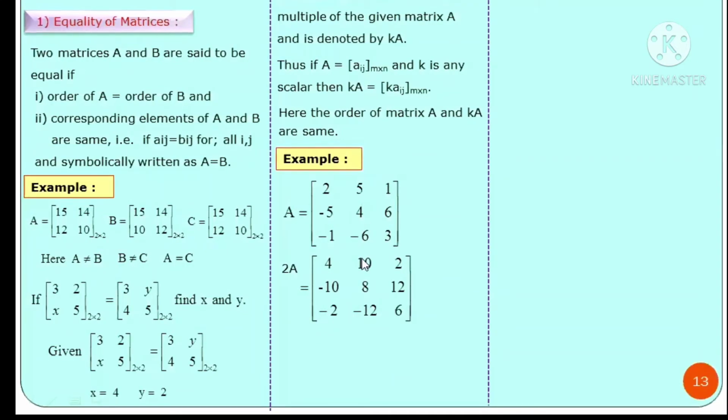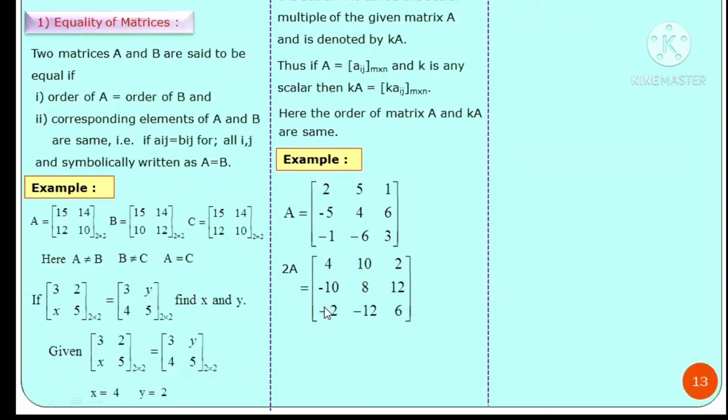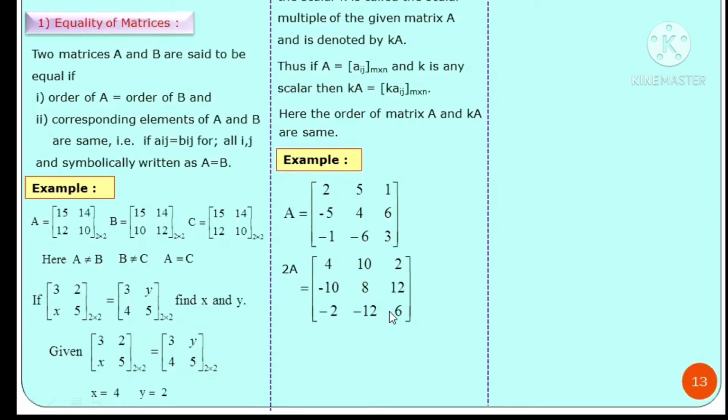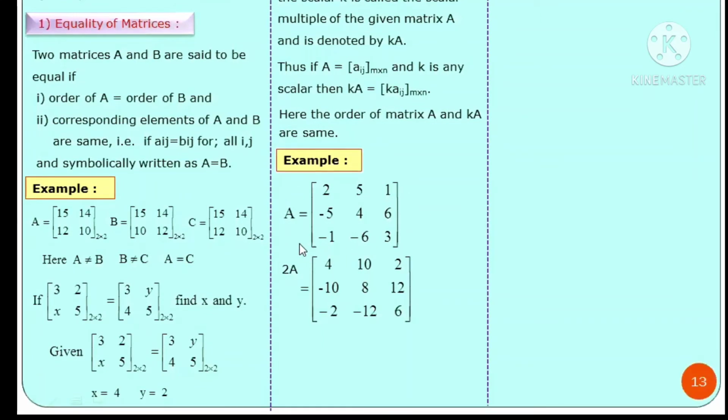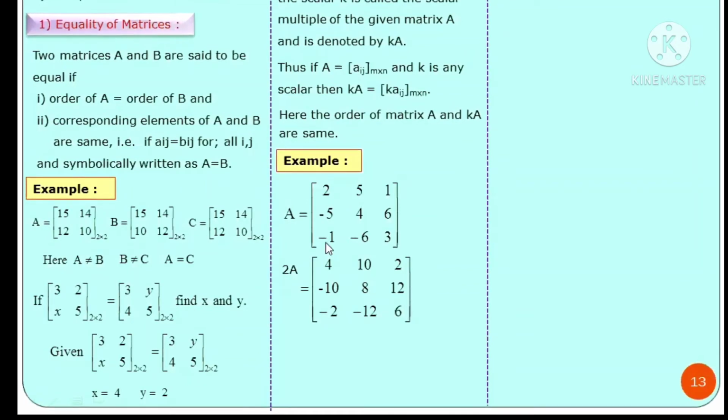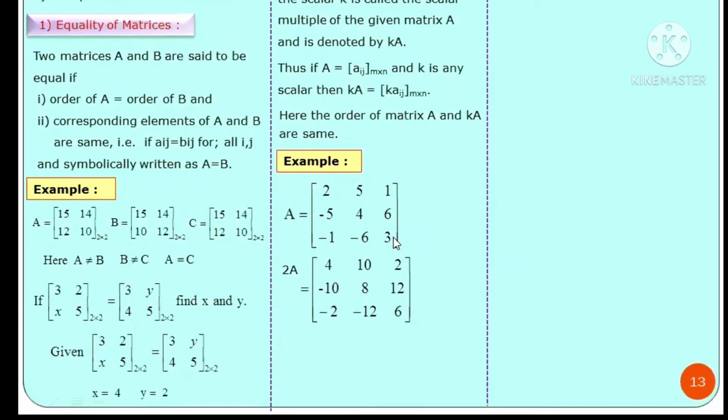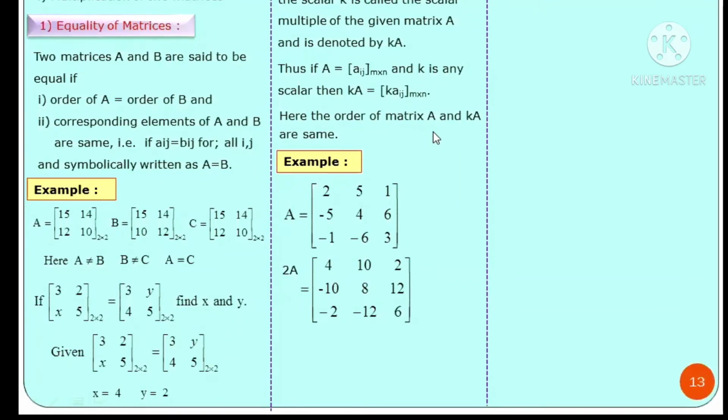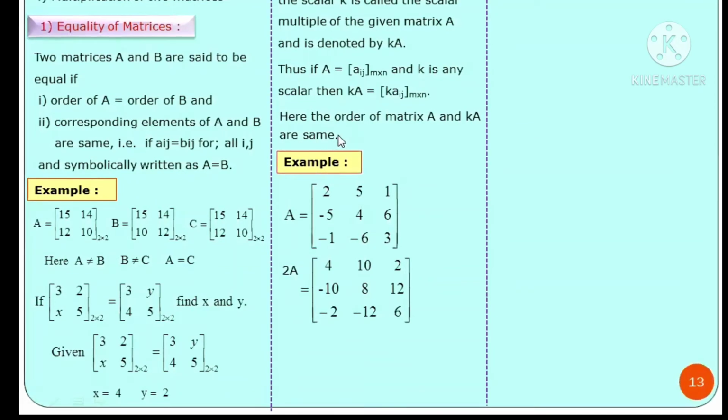2 times 4, 8. 2 times 6, 12. 2 times minus 1, minus 2. 2 times minus 6, minus 12. 2 times 3, 6. So every element of matrix A is multiplied by 2, and we obtain the 2A matrix. The order of both matrices is the same, 3 by 3. There is no change in order. So the order of matrix A and the scalar multiple matrix kA are the same.